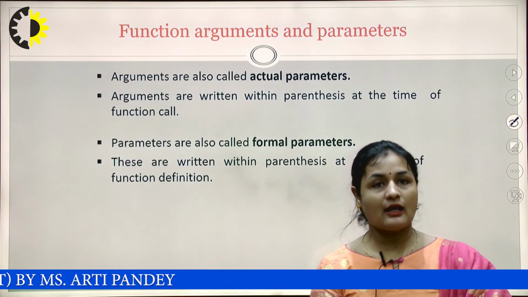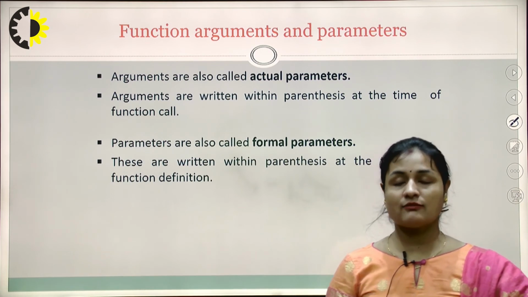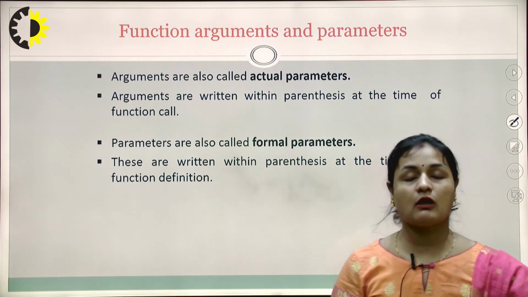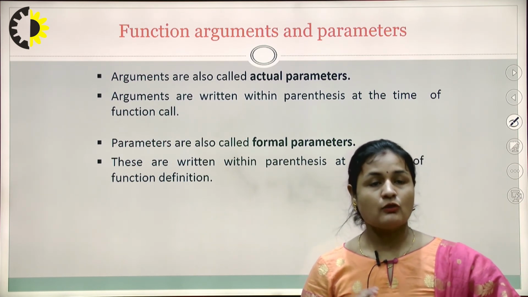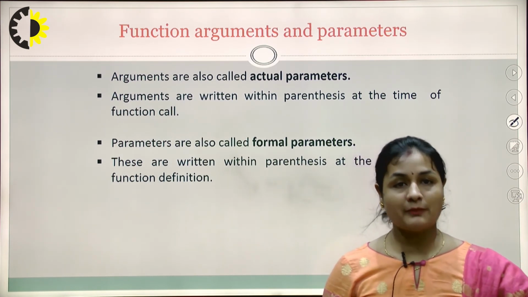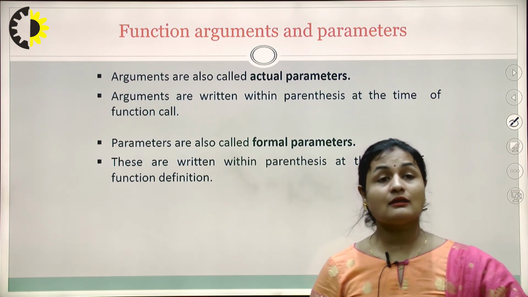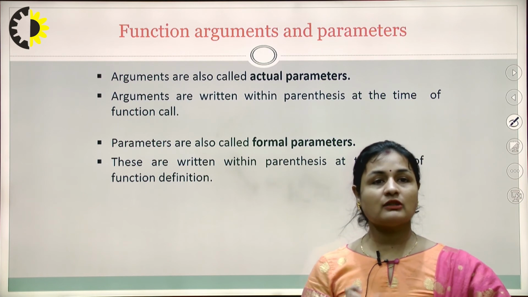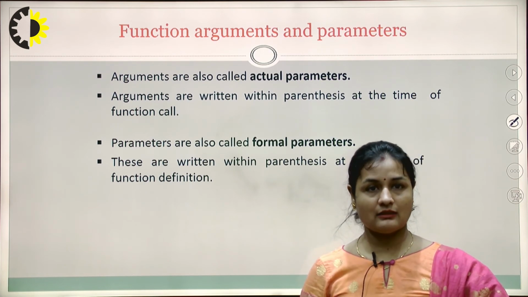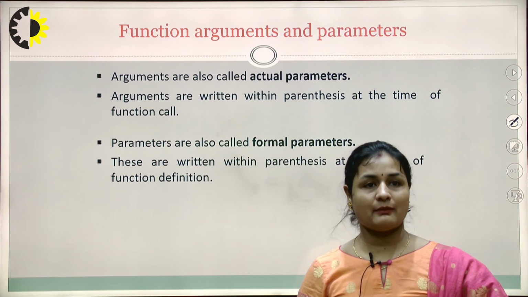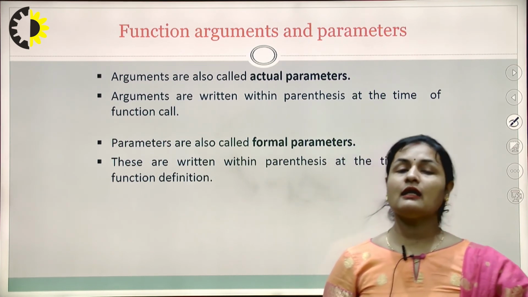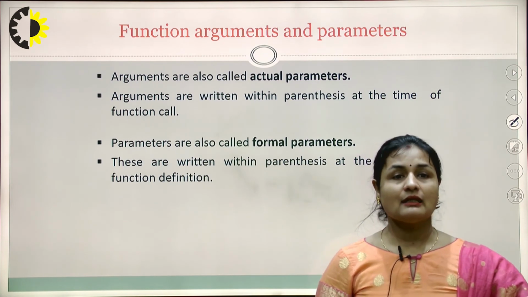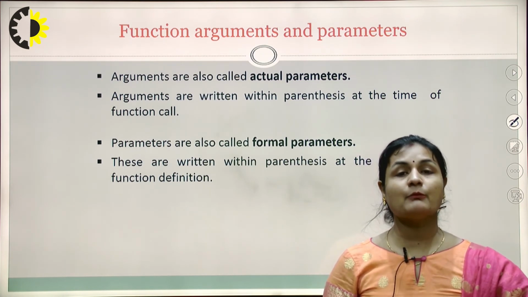Next is function argument and parameter. There is a little bit of confusion between argument and parameter, that is, what is an argument and what are parameters. Arguments are known as the actual parameters, and they are written within parentheses at the time of the function call. When we call a function, whatever is written inside the parentheses is known as the actual parameters, or we can say the arguments. And parameters are known as the formal parameters. These are written within parentheses at the time of function definition.